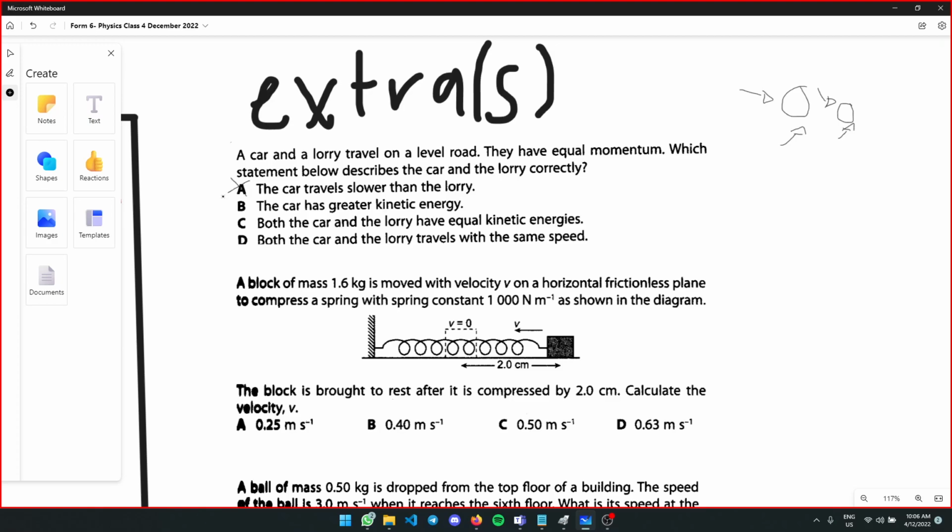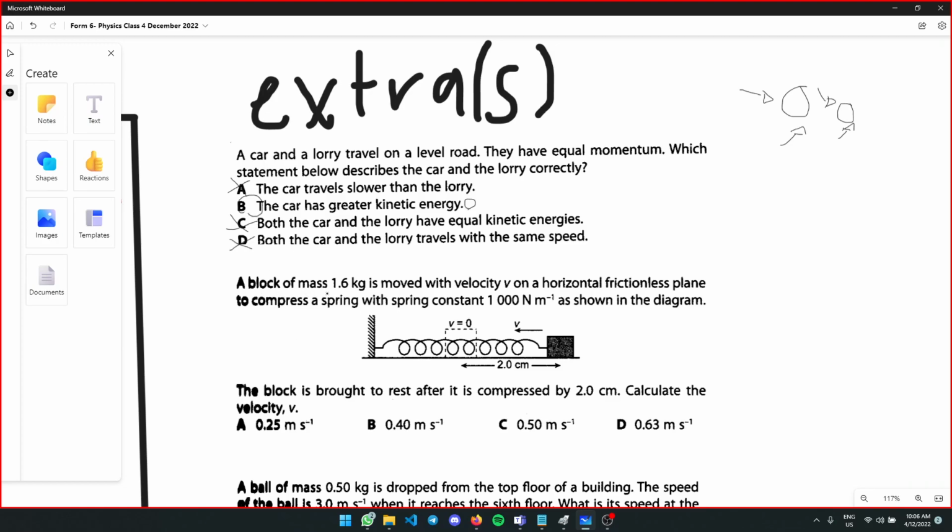No, confirm no. The car has greater kinetic energy. Let's see, maybe we can put this on hold first. Both the car and the lorry have equal kinetic energy. No, I don't think so. Both the car and the lorry travel at the same speed. Confirm not. So what would it be?